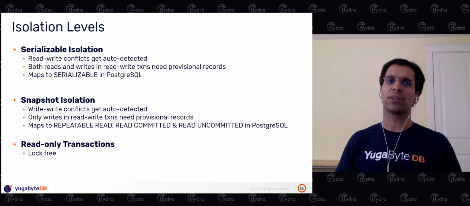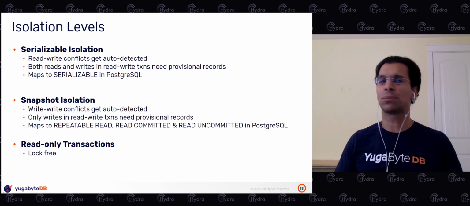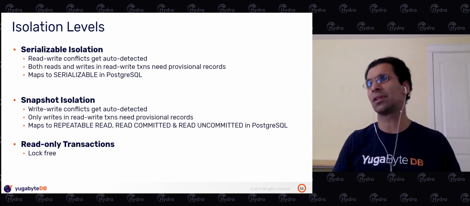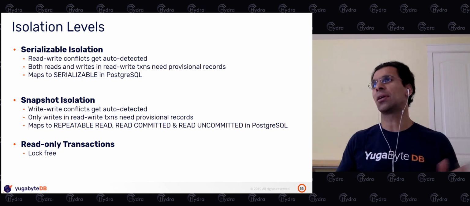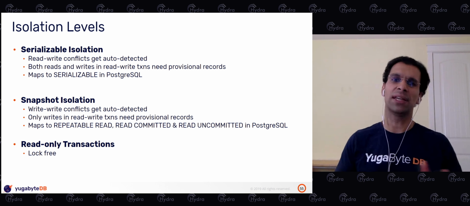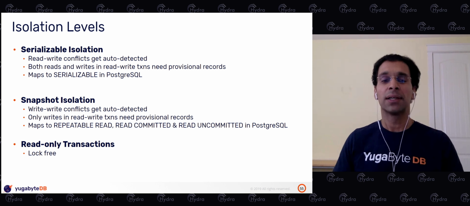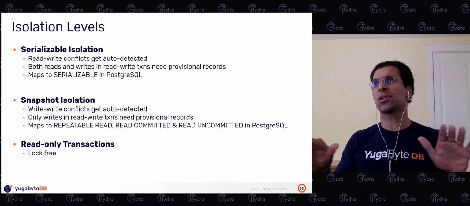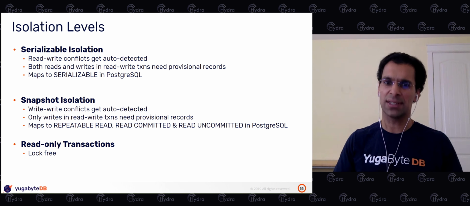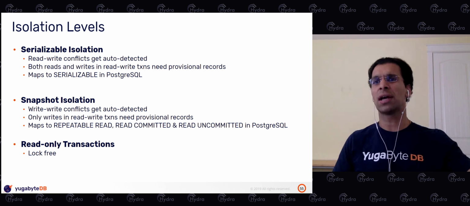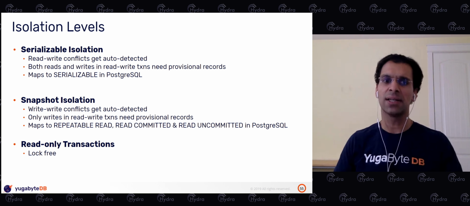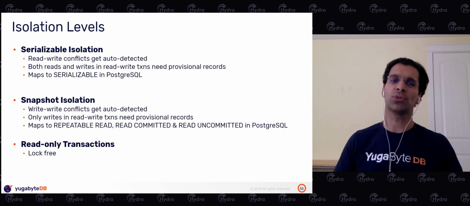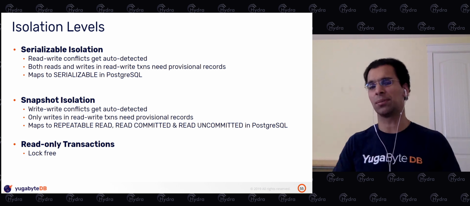Yugabyte supports two levels of isolation: serializable and snapshot. The serializable isolation level in PostgreSQL maps to the serializable isolation level in Yugabyte, and there's really no confusion because serializable just means there's a serial order of executing transactions, and it detects read and write conflicts inside a transaction. Snapshot isolation takes a snapshot of the database at the time the transaction starts, and it can allow values to change at a future point, but not for values that the transaction writes. So it detects only write-write conflicts, and this maps to all of the other modes in PostgreSQL, which are repeatable read, read committed, and read uncommitted.